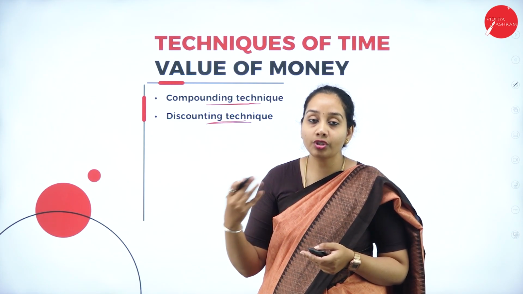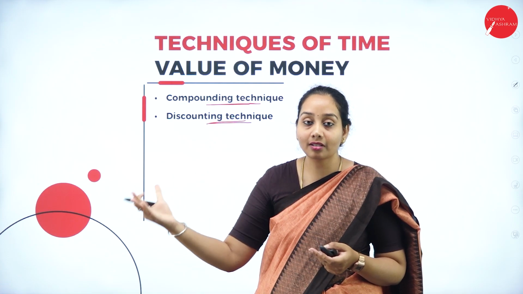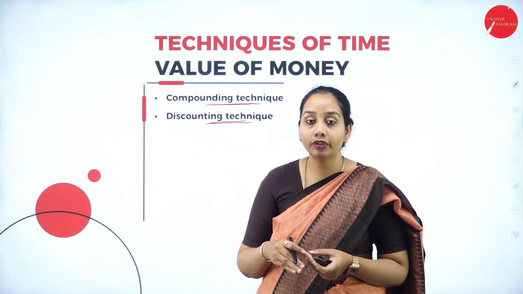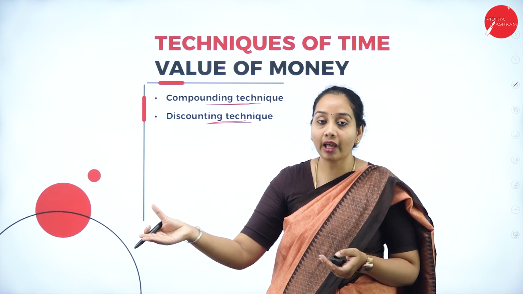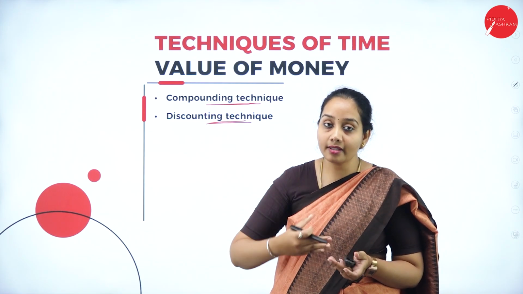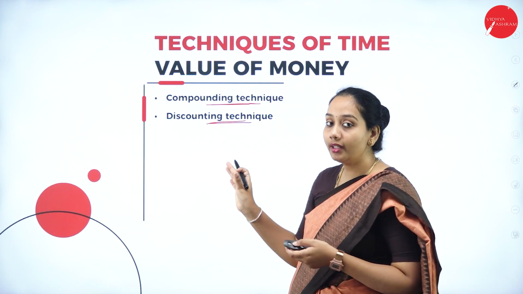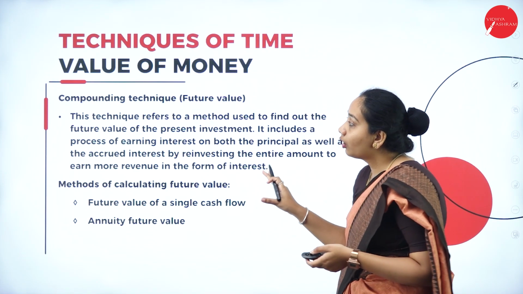So that means your future value will be given. Say for example, in future, you are going to get 6,000 rupees. But you need to find out what is the present value of the money that you're going to invest right now. So in order to calculate that, you need to adopt a discounting technique. These two are the important concepts in the time value of money. So we'll start with the compounding technique.